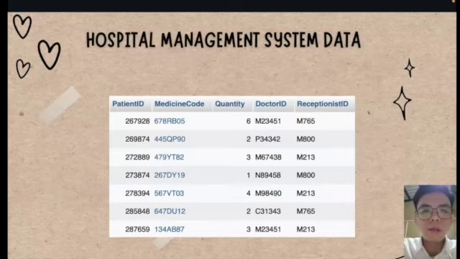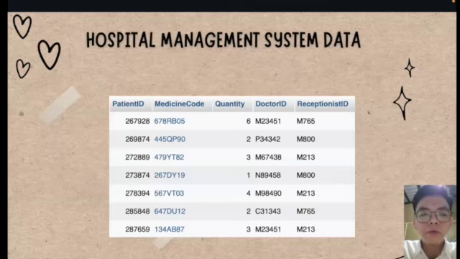So this is the data for hospital management system table, and there are 7 records of it. As an example, patient ID 267928 used medicine code 678RB05, and he used 6 of it, and then the doctor ID is M23451, and receptionist ID is M765.